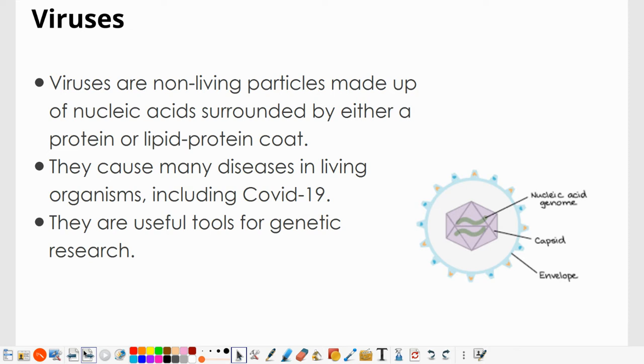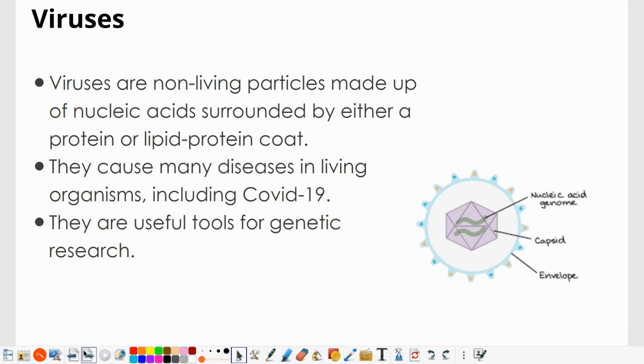One, it had to have some kind of genetic information, some kind of genetic code. And viruses have that. Second thing, it has to be able to consume energy. Viruses don't. And the third thing it has to have is the ability to reproduce on its own. And viruses don't. Viruses only have one of the three criteria that something has to meet to be classified as a living thing. So viruses are not alive.